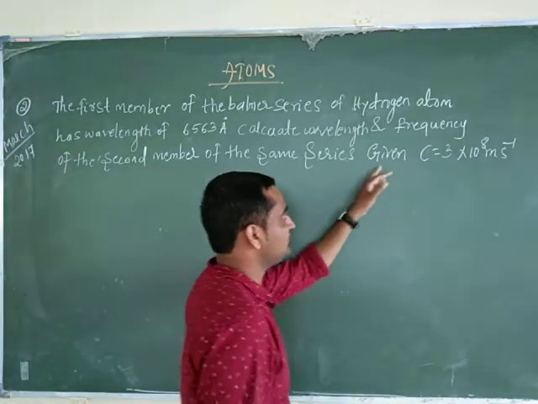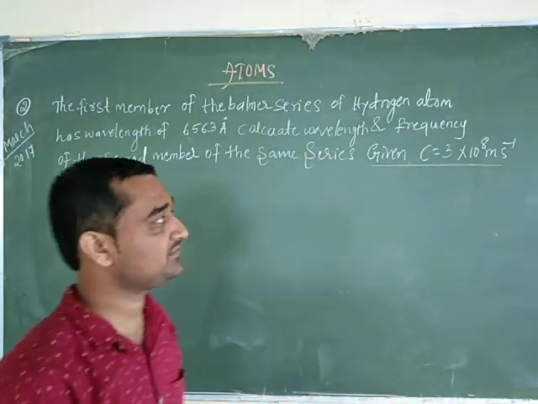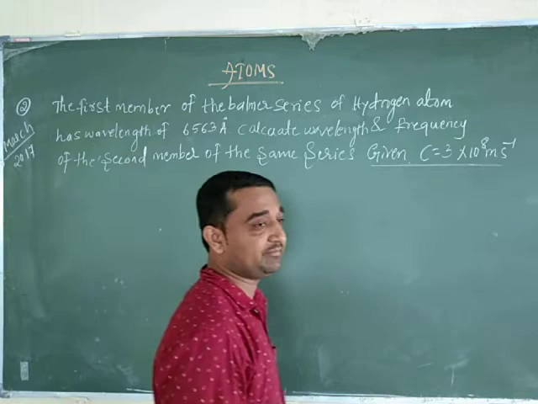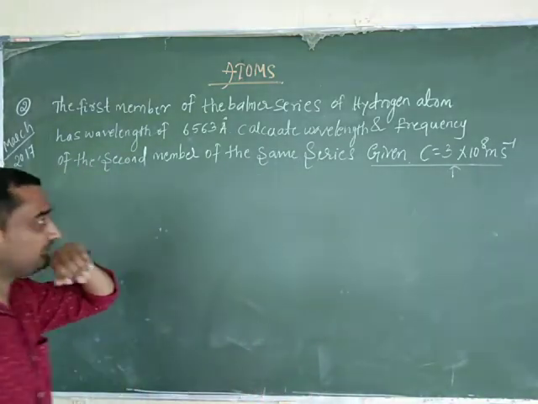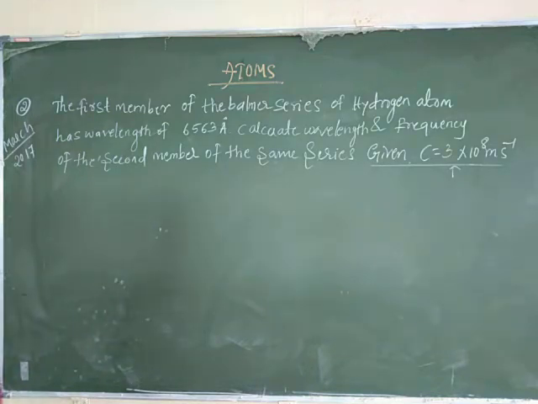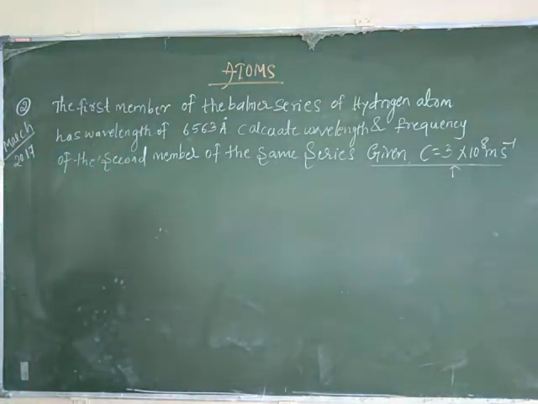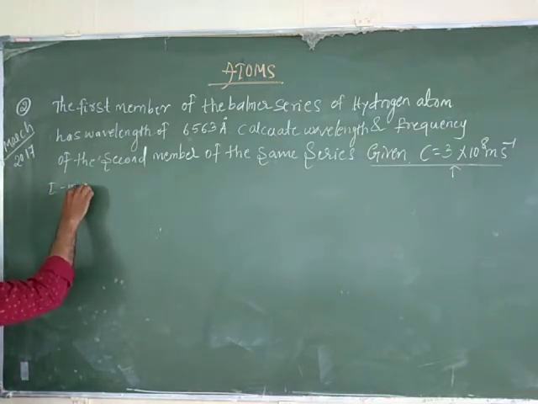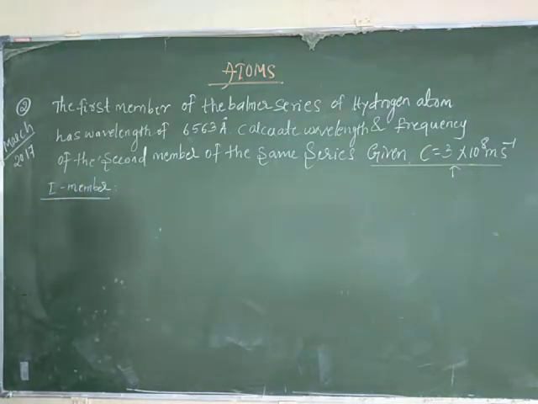It is the Balmer series, and the given value is c equal to 3 into 10 to the power 8 meter per second. This value is given to calculate the frequency, because nu is equal to c by lambda. First we have to calculate the wavelength, then we have to calculate the frequency. For the first member of the Balmer series, the value of N1 is equal to 2 and the value of N2 is equal to 3.